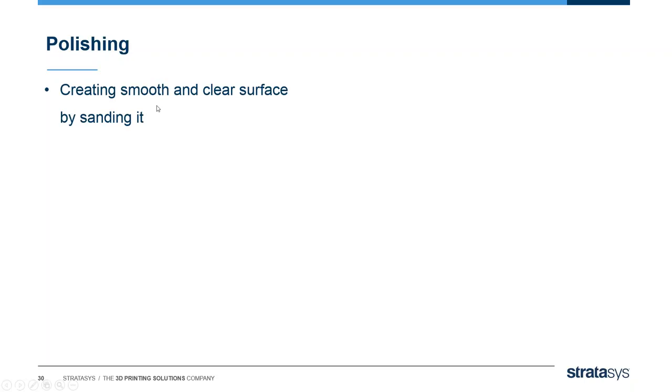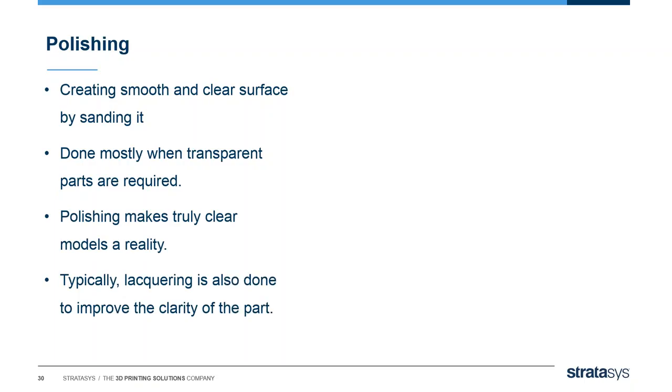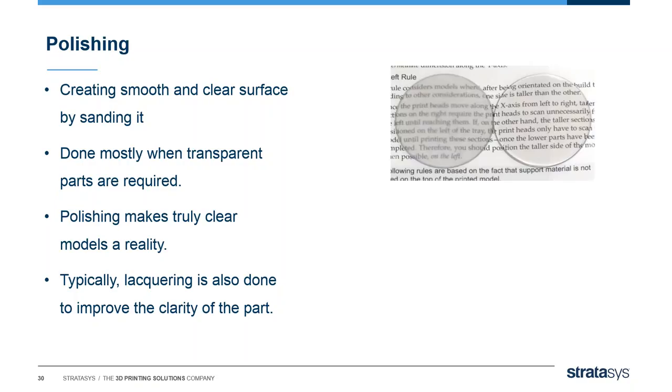You can achieve a great smooth and clear surface by sanding, of course. This has to be done mostly when completely transparent and optically clear parts are required, and polishing makes them truly clear. Typically, lacquering can help you as an additional process before or after the polishing process.